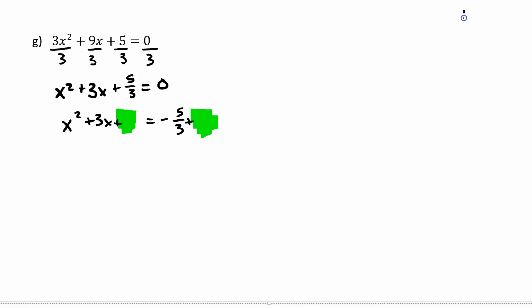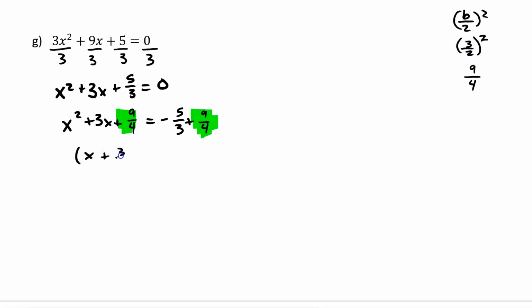So I'm going to say b over 2 squared, 3 over 2 squared, which is 9 over 4. So I'm going to add 9 over 4 to both sides. This gets factored, and thank you very much for this intermediate step.